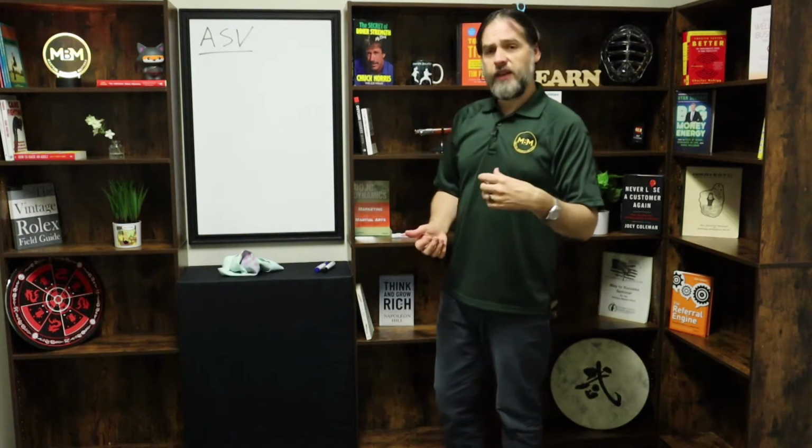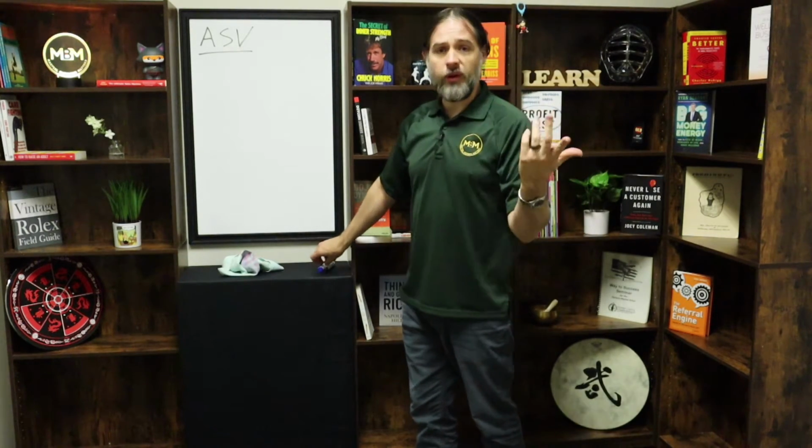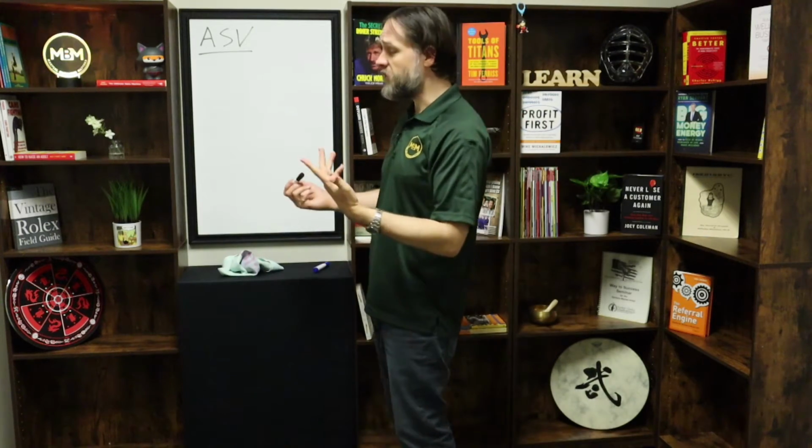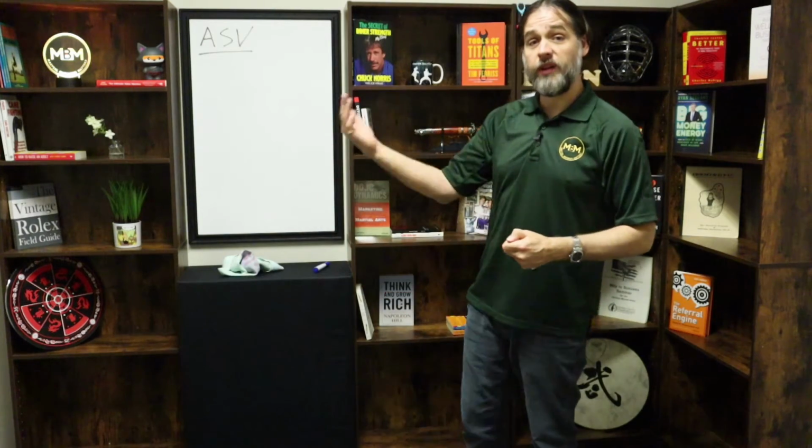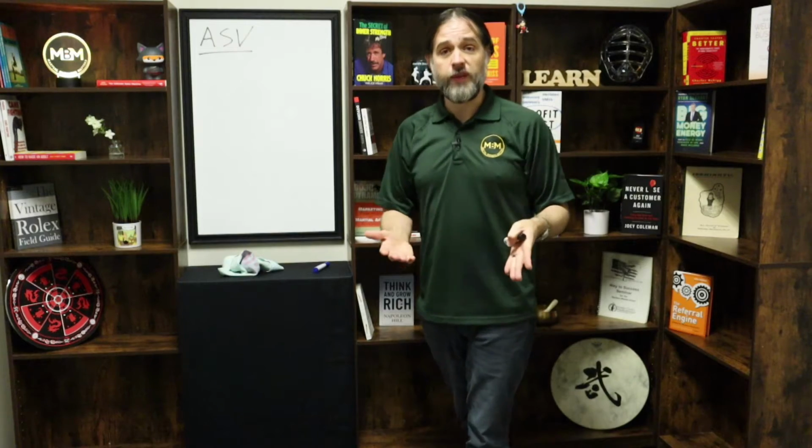Let's say that you have 100 students, and your school is generating $10,000 a month in revenue. Well, that math is pretty easy. You divide 10,000 by 100 and you end up with 100, which means that your average student value in that circumstance is $100. Okay. So far, so simple.